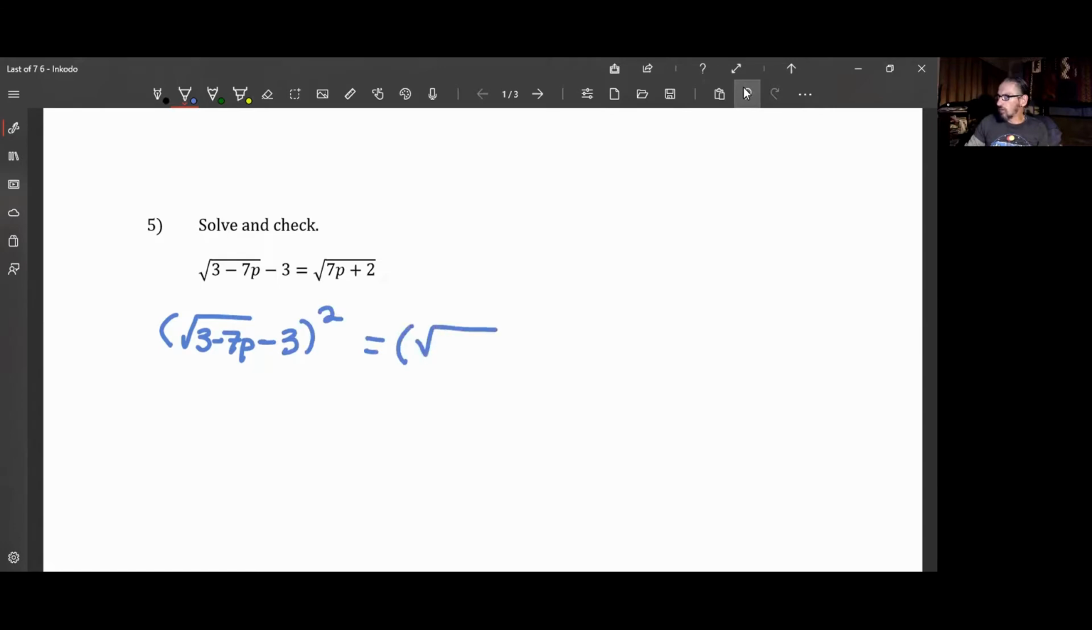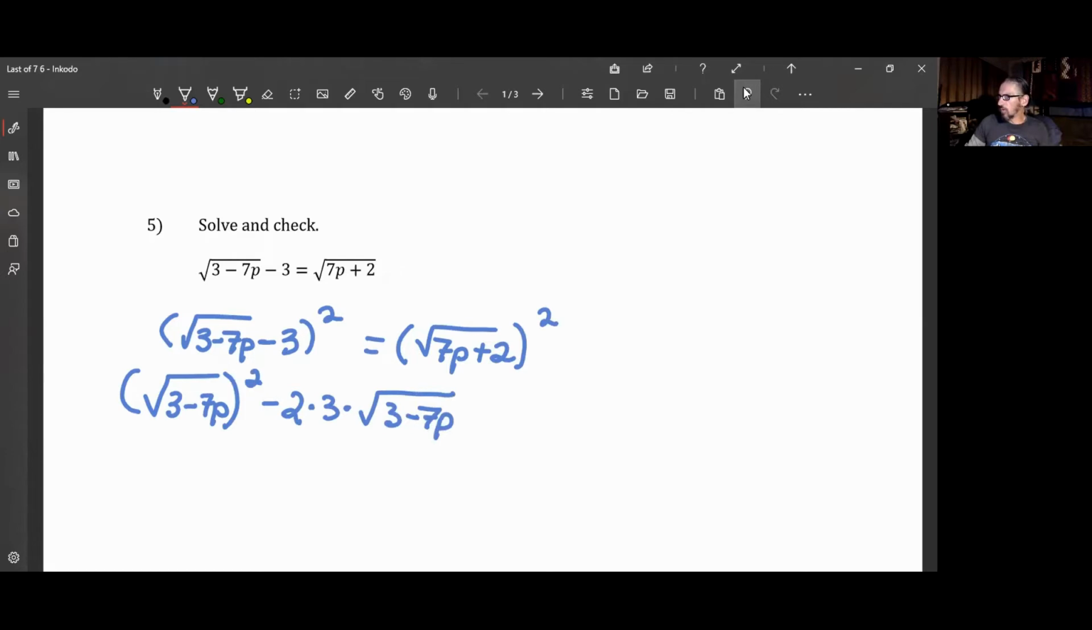Now, the left-hand side, we have to be very careful. We're going to wind up squaring the 3 minus 7p under the square root. We're going to wind up squaring the 3, but in between, we're going to have minus, because of the minus 3, 2 times 3 times the square root of 3 minus 7p.